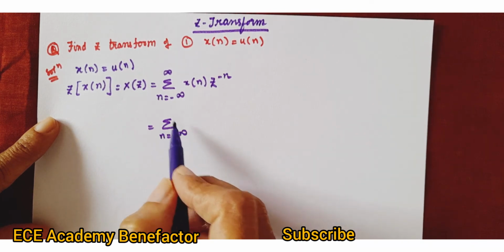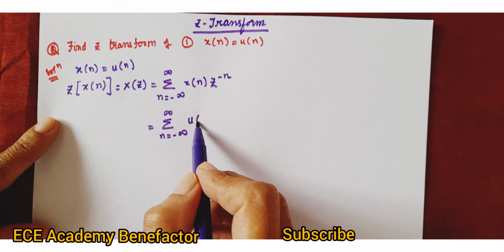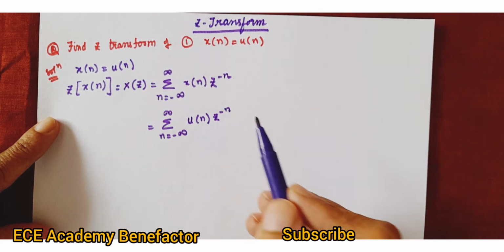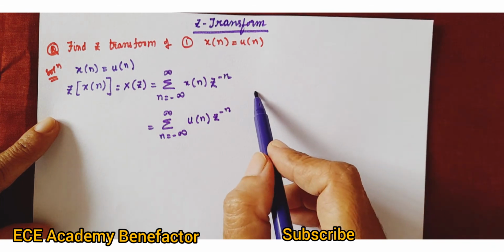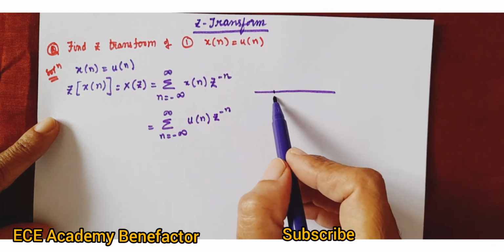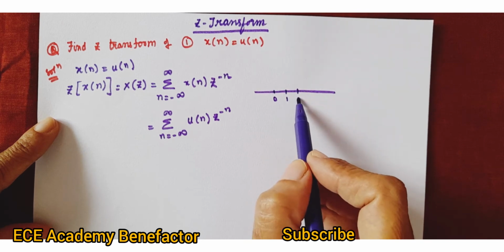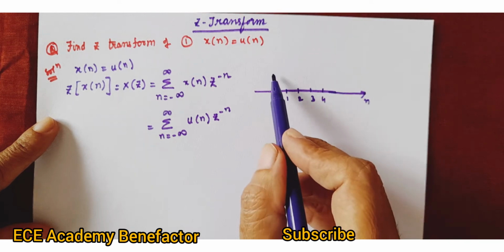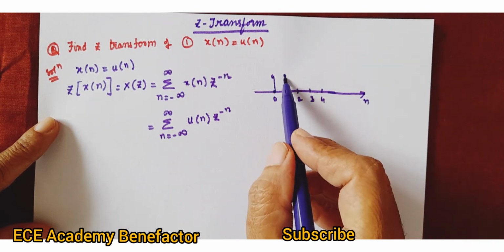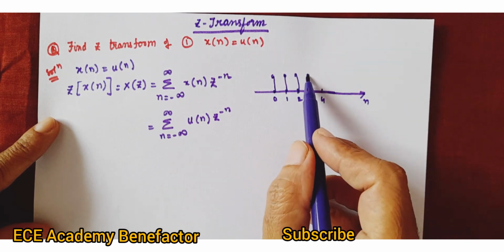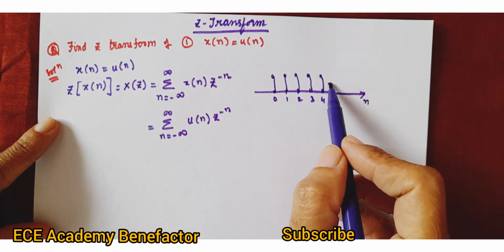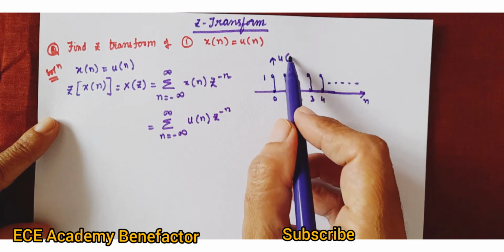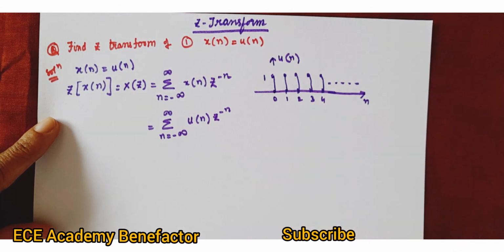N is equal to minus infinity to infinity, x of n is what? u of n, z to the power of minus n. And you know the waveform of u of n, it starts from 0, 1, 2, 3, 4 and goes on till infinity. Its value is 1 from 0 to infinity. Amplitude is 1 from 0 to infinity. This is the u of n waveform.